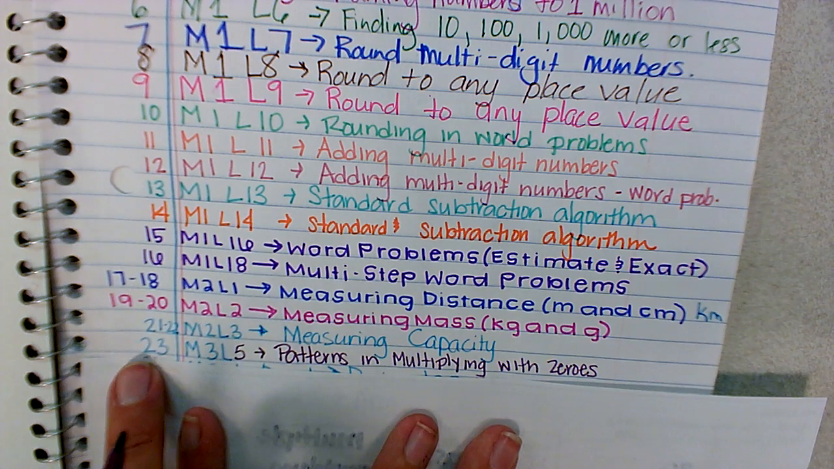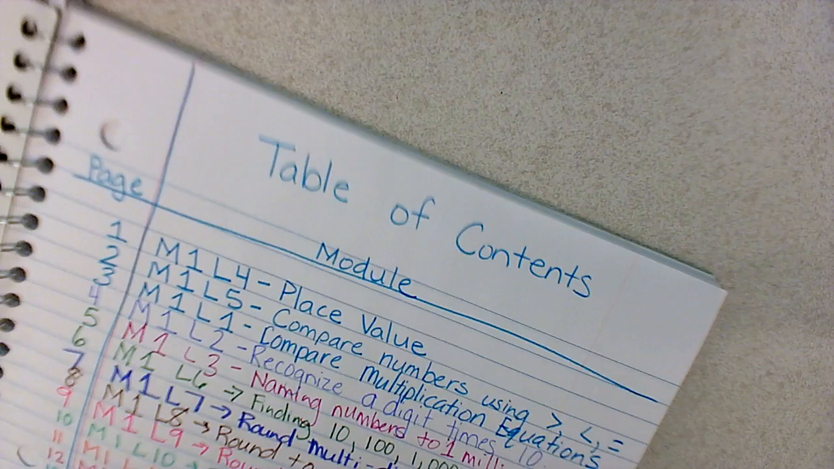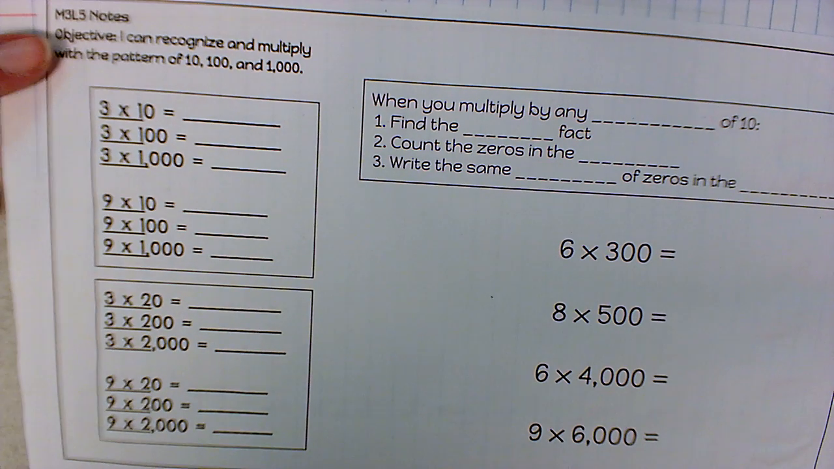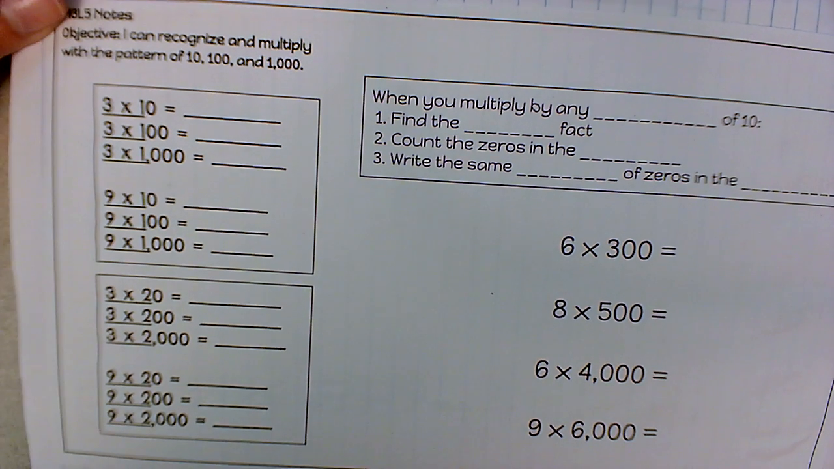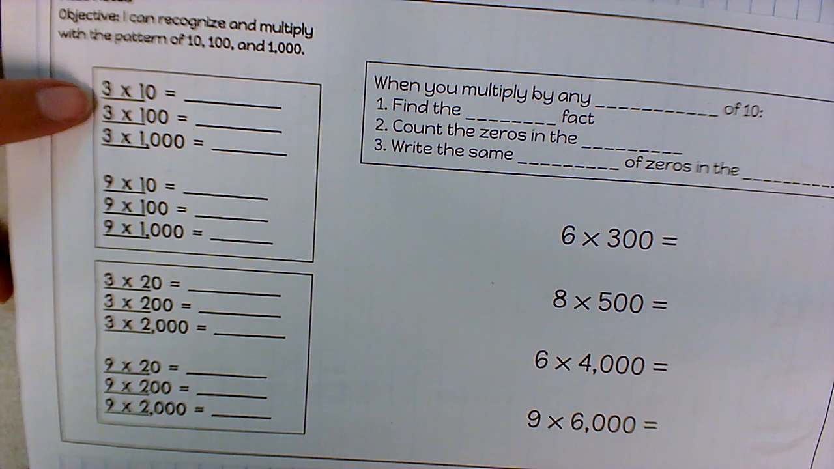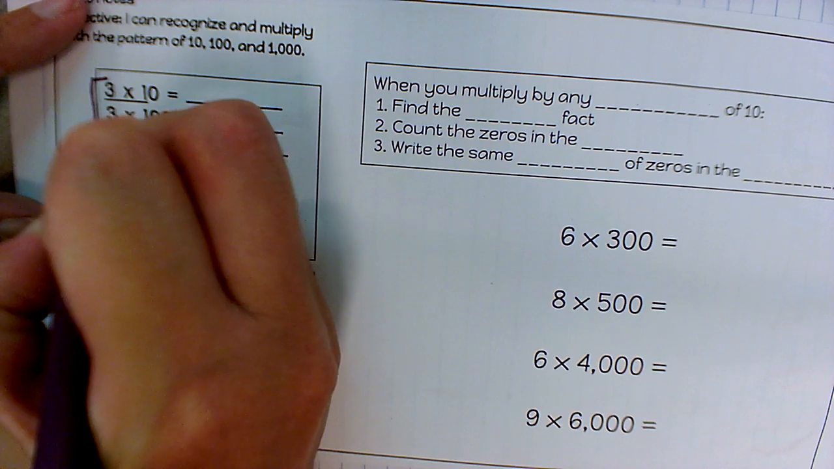So when you're ready, and I'm on page 23, again, you write the page that you are ready for. When you are ready, you can head to your note page, and it should look like this. So our objective today says, I can recognize and multiply with the pattern of 10, 100, and 1,000. And so you'll see we have just several different chunks of practice with our multiplying. And so what we're going to do is look at this set here first.